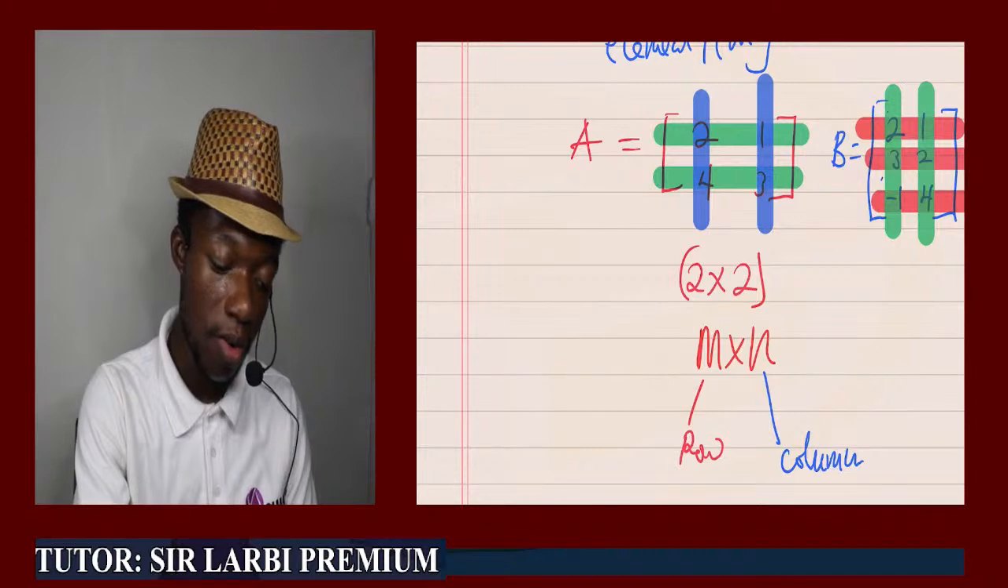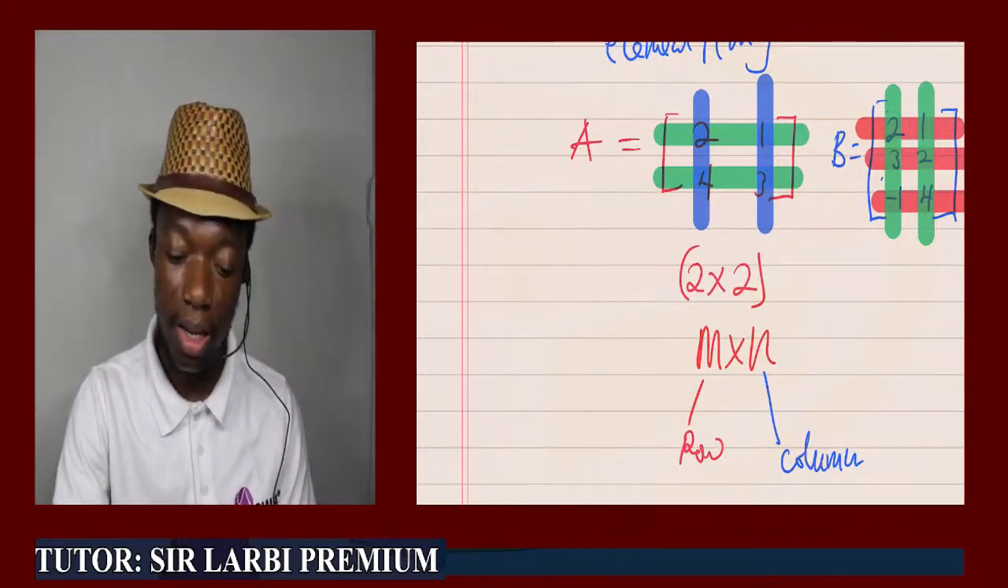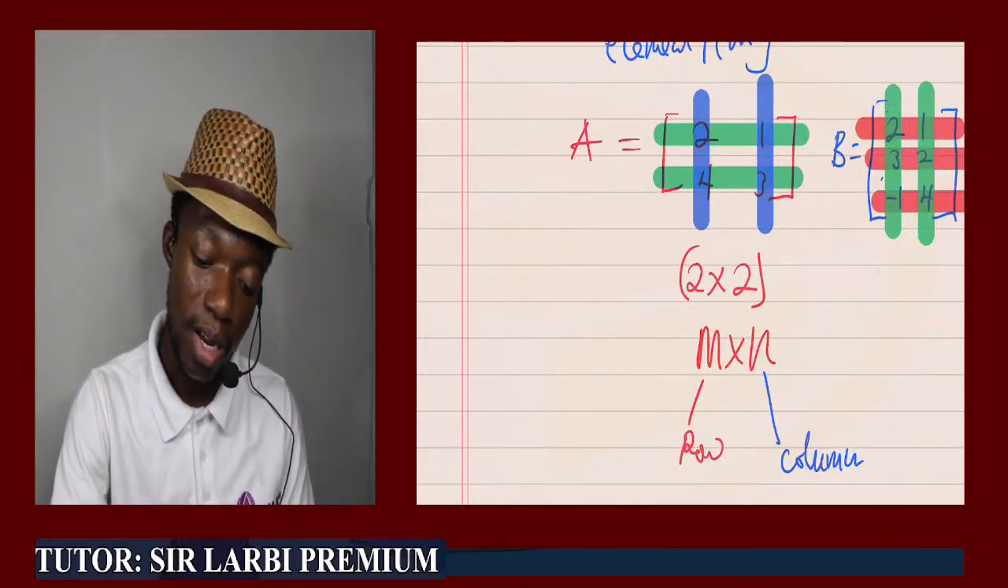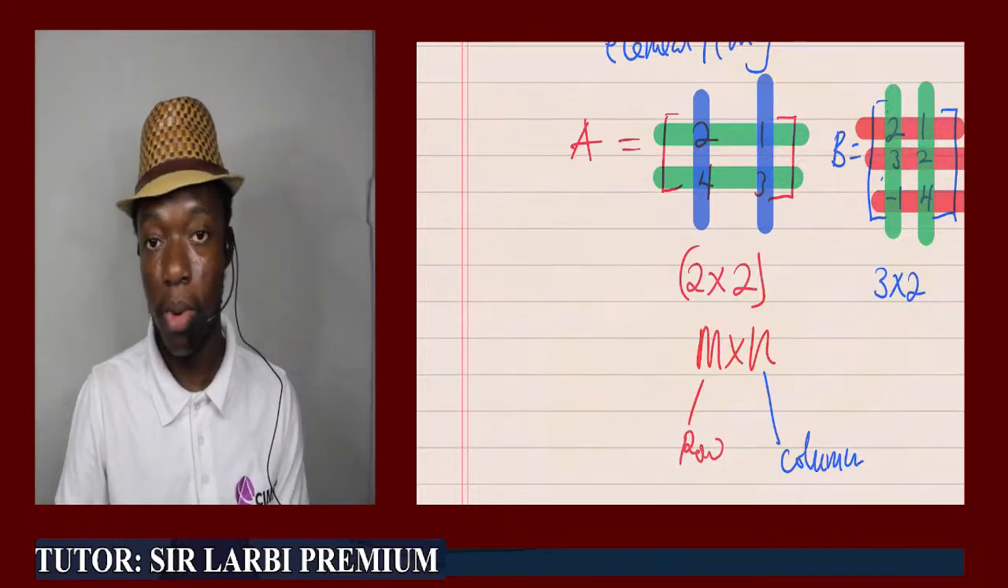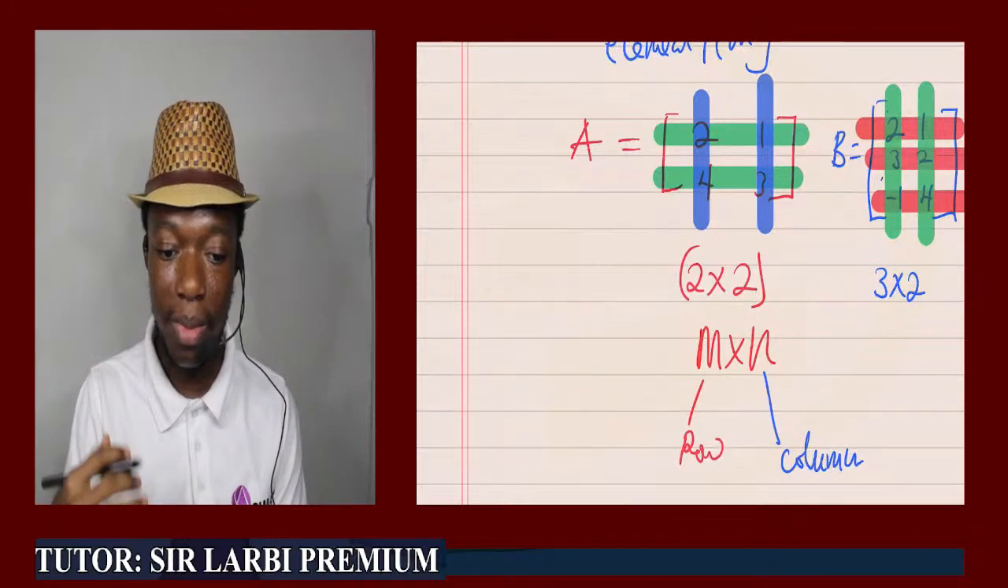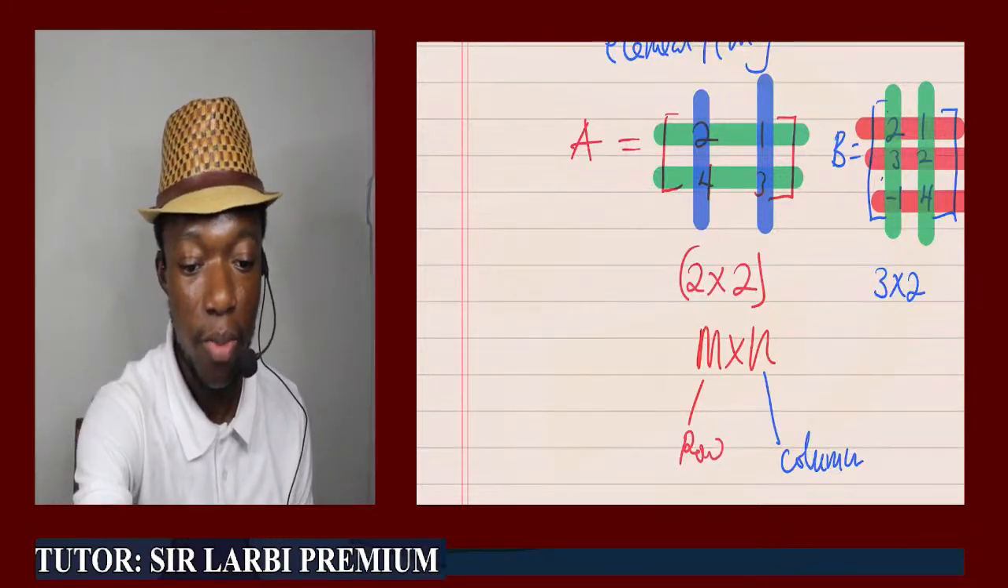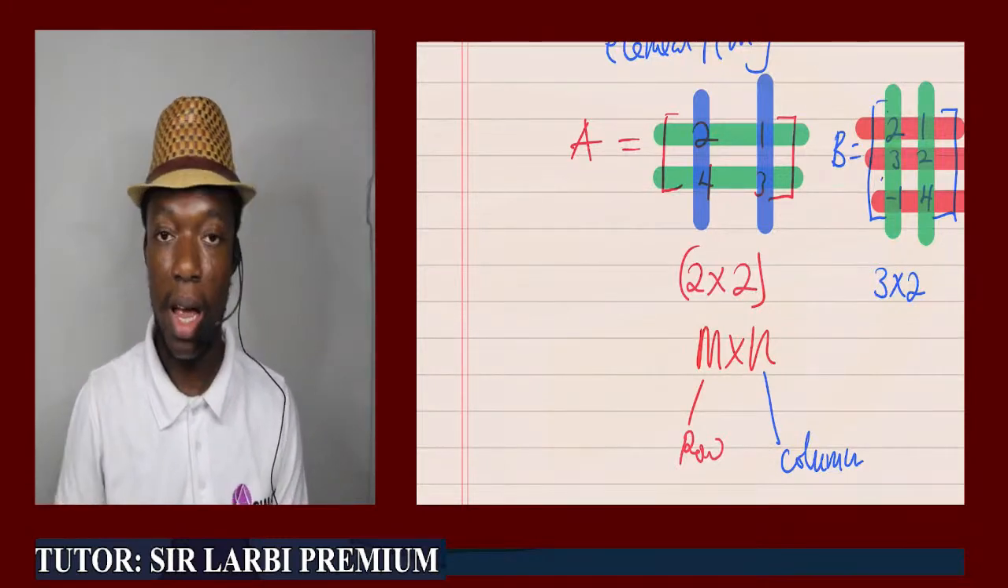So by the order or the size of this matrix, we have what we call a 3 by 2 matrix: 3 rows, 2 columns. So that is how we determine the size of a matrix.